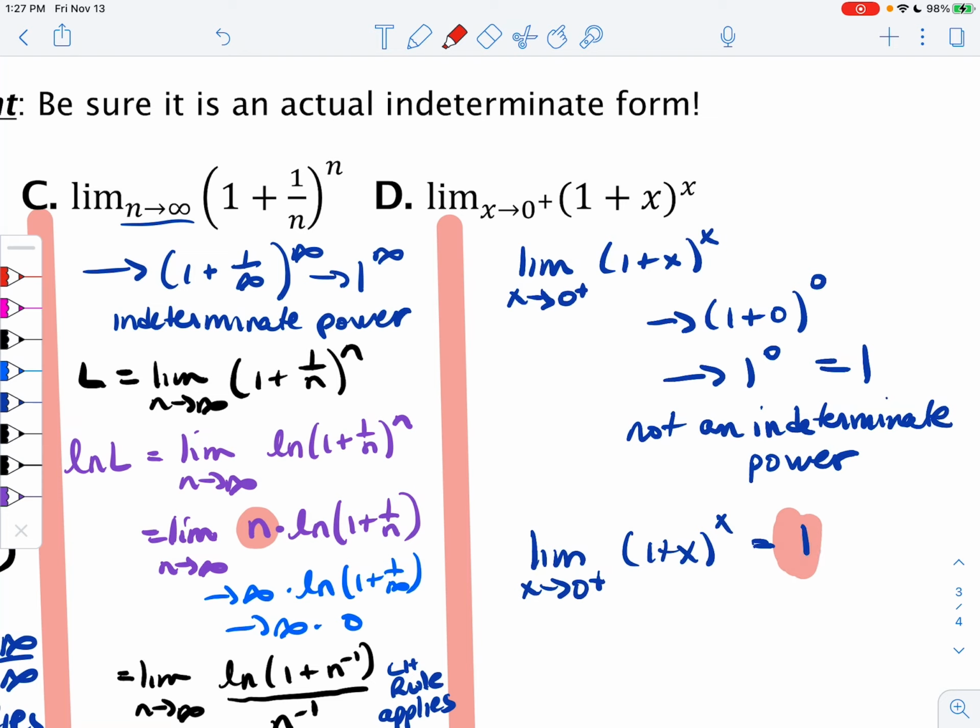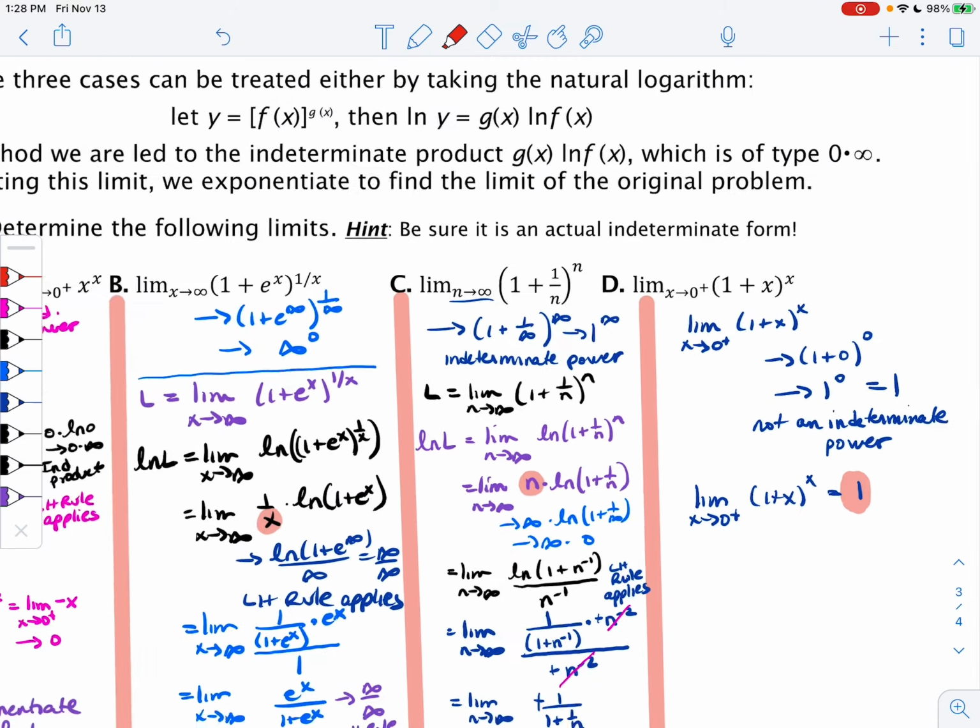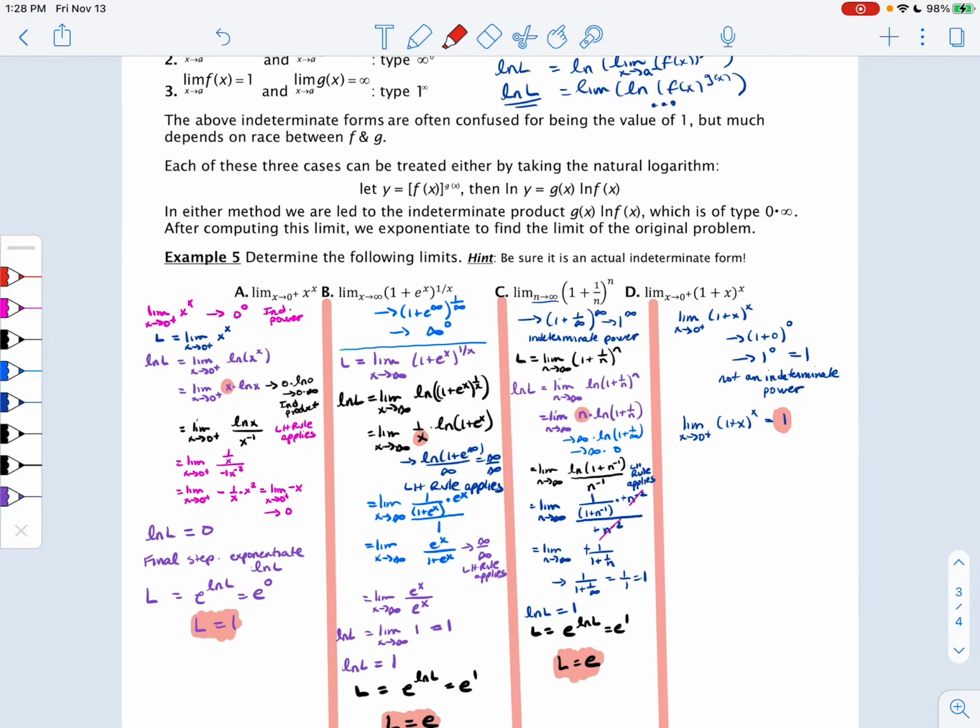Okay, so you can avoid doing the indeterminate power, but you could have done the indeterminate power. You could have done the limit of the ln and exponentiated. I encourage you to do so, but you should still end up with an answer of 1.